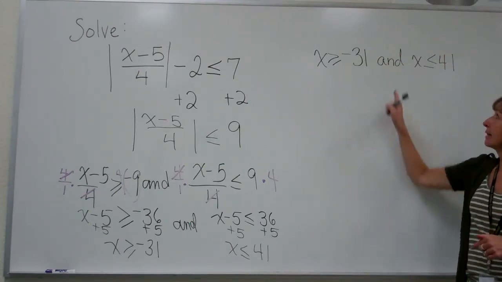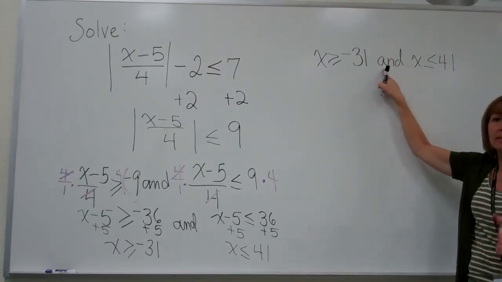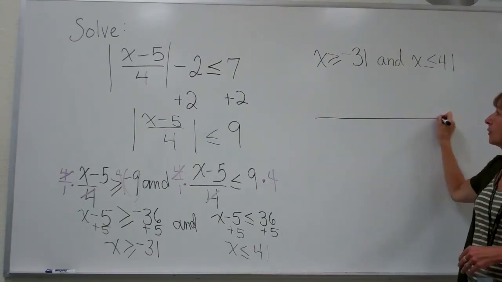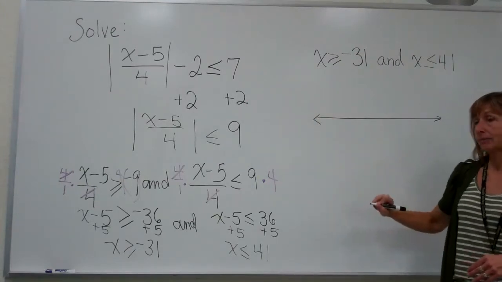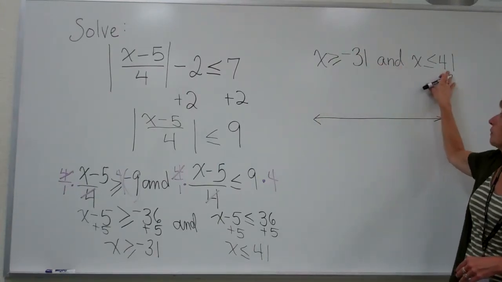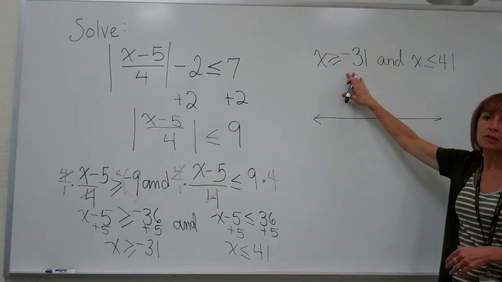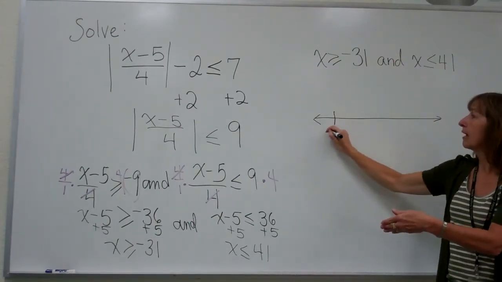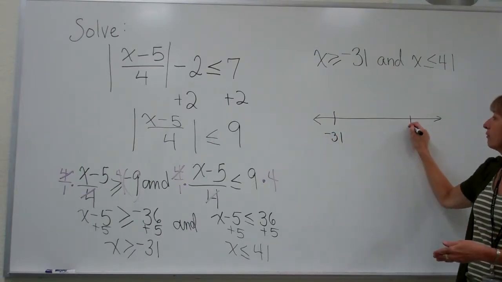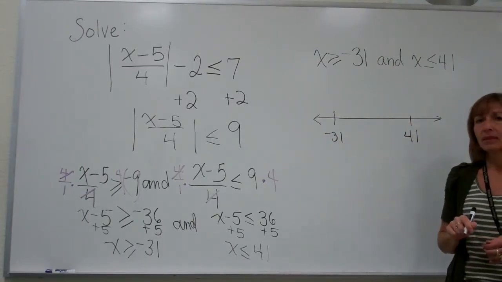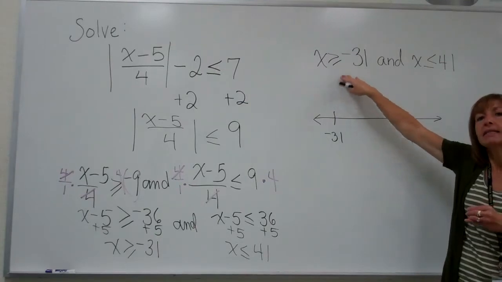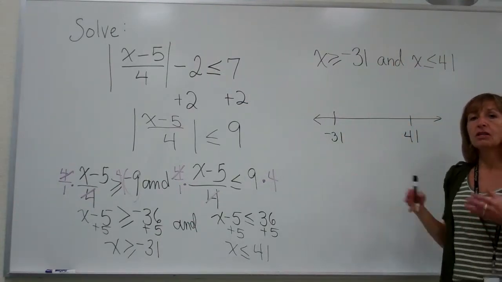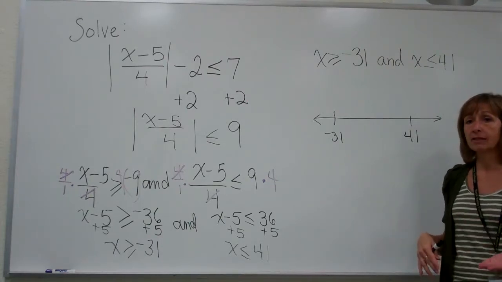To visualize this, thinking about what it means to say and, it means it has to be both of those things. So what you can do is set up your number line. We look at the numbers that we have. Negative 31 is a smaller number than positive 41, so we know it's going to be further to the left on the number line than 41 is. I'm going to graph each piece of this inequality above where I'm going to put my final solution so that I can visualize what I need to do for my answer.